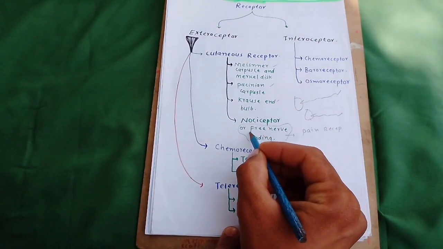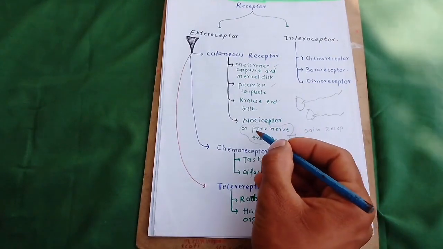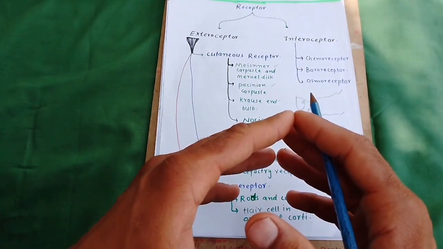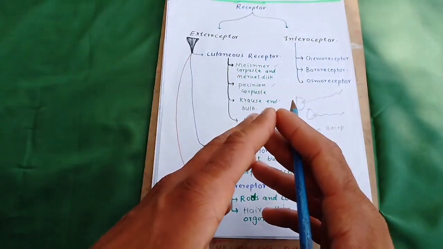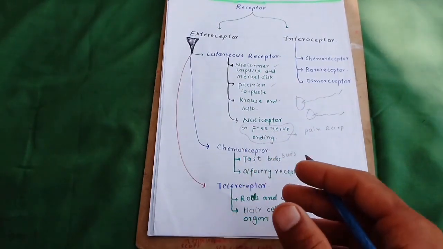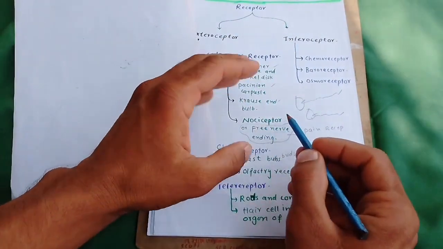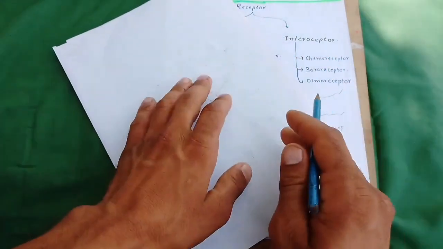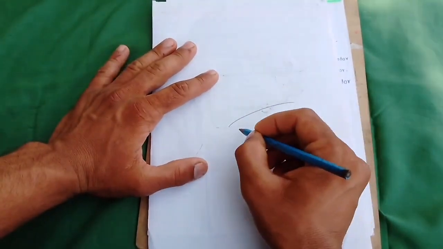What is meant by free nerve ending? I will discuss one by one. Free nerve ending is a receptor because the free nerve ending is part of the neuron, and the neuron is covered by the cell membrane. Suppose this is my finger, which is affected by some pressure or some pain. By what way do I feel this pain? Suppose this is the neuron.